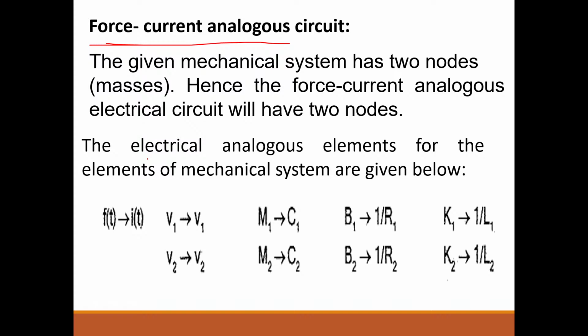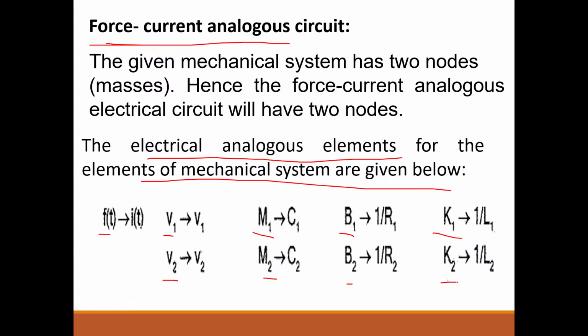For that, we must write the electrical analogous elements for this mechanical translational system. So first of all, from equations 2 and 3, write down all the elements. These are the elements: f of t, v1, v2, m1, m2, b1, b2, k1, k2. Okay, and write their analogous force-current analogy elements.